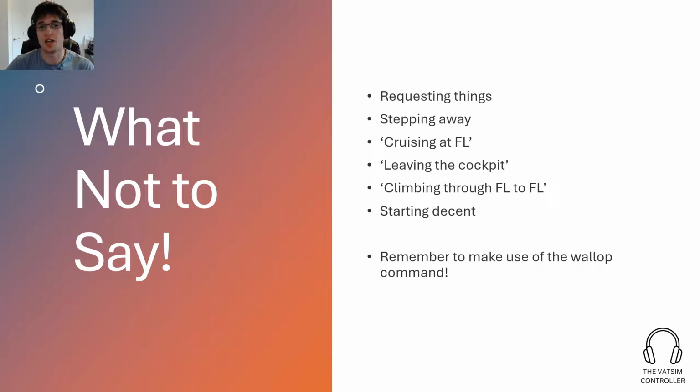Okay, now what not to say. We've covered this a little bit. A couple of things to say we've seen on there. Like I say, we've already covered, you don't need to say that you're stepping away or leaving the cockpit, or you're cruising, or starting descent. We don't need to say this.